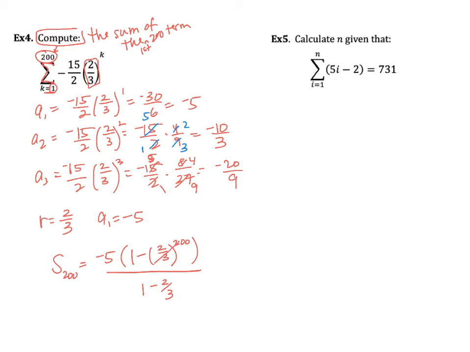This is a massive number right here, so what's that approaching? Hopefully you're thinking to yourself that's approaching 0, because any common ratio that's less than 1 raised to a large power approaches 0. If you didn't do that, you can just plug it into your calculator, but you should have gotten negative 15.